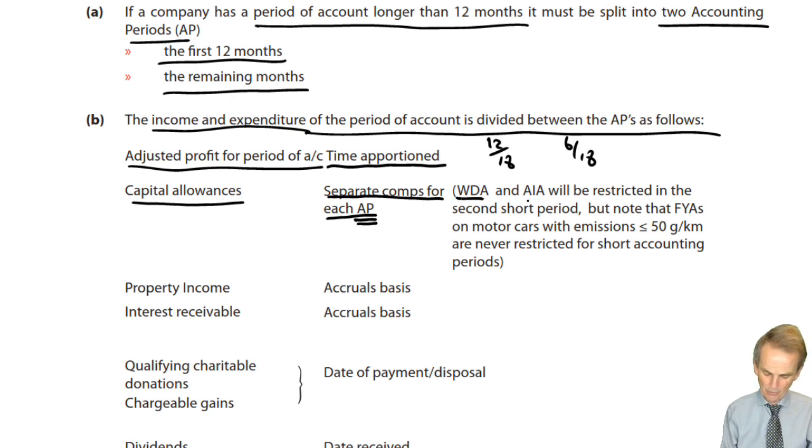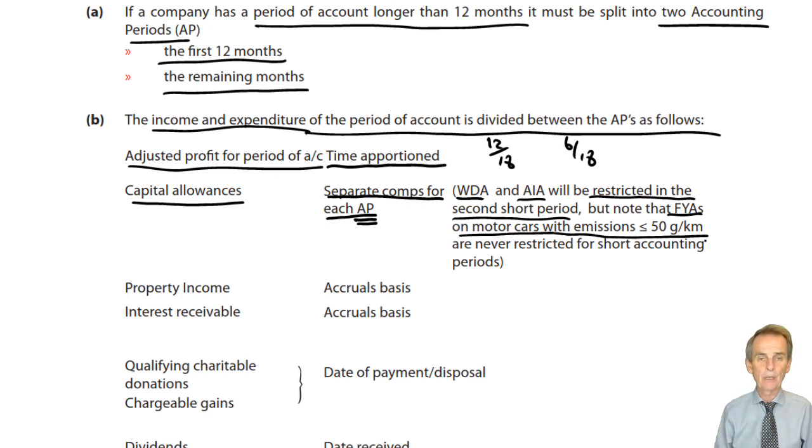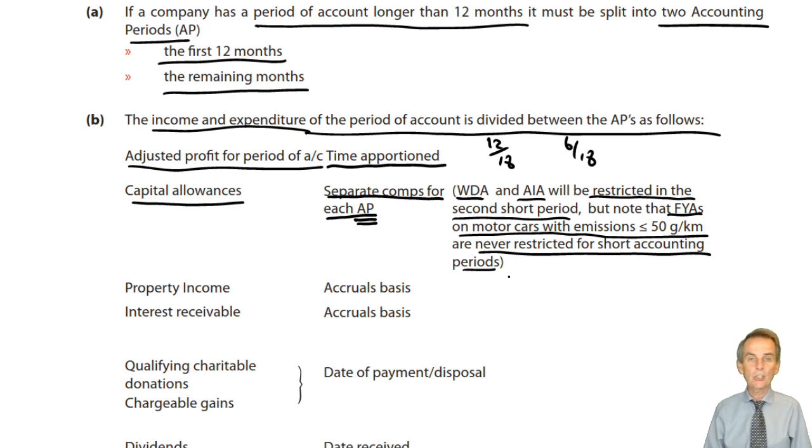As they said, both WDA and AIA will be restricted in the second short period, but first year allowances on motor cars, of course, the low emission, not more than 50 grams per kilometre of CO2 emissions there, are never restricted for a short accounting period. Take your capital allowances away from your adjusted profit figure, and you've now got your tax-adjusted trading profit for each accounting period. In those two columns of ours there, we've got the figures.